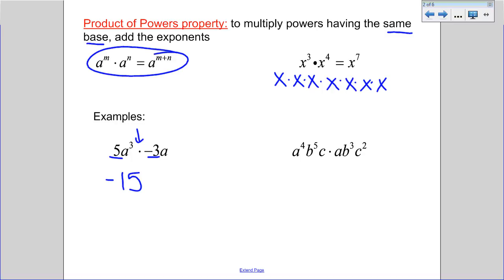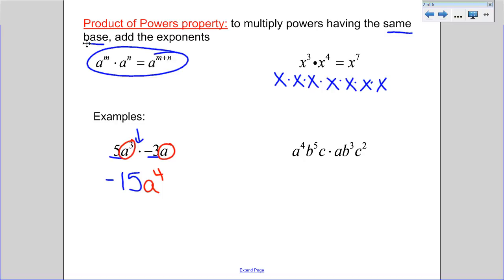5 times negative 3. Now we're looking at our a's. These are what we call the same base, a and a. Now we're going to follow that rule of adding. So how many a's do I have here? 2 a's. 3 a's. How many a's do I have here? 1. So how many total a's do I have? 4. So I'm going to call it negative 15, a to the 4th. Does that make sense, ladies and gentlemen?